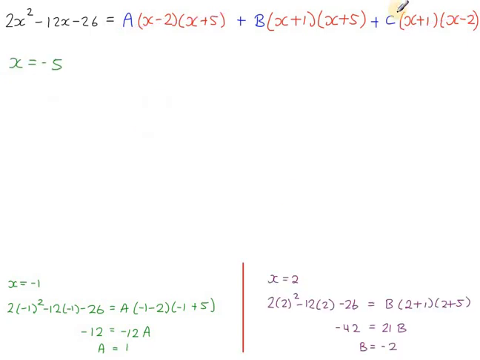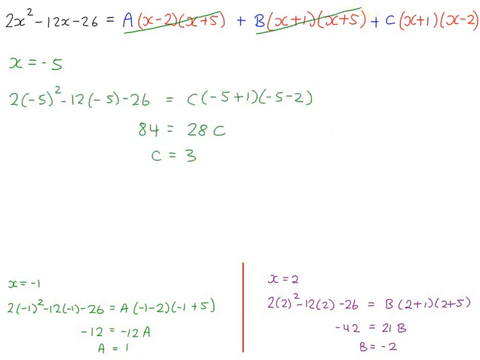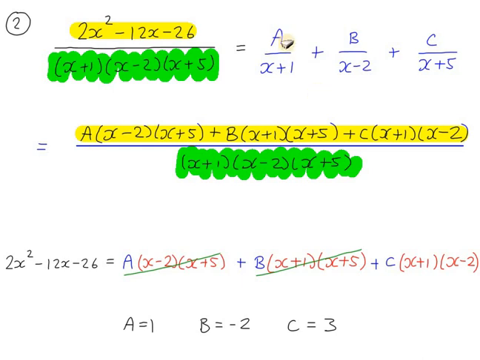To work out C, we enter x equals minus 5. If you put minus 5 in here, you get 0 in this factor, times the rest is 0, and the same thing is true here. So this time we get C is equal to 3. So A was equal to 1, B is minus 2, so we can write that like this, and C is 3.